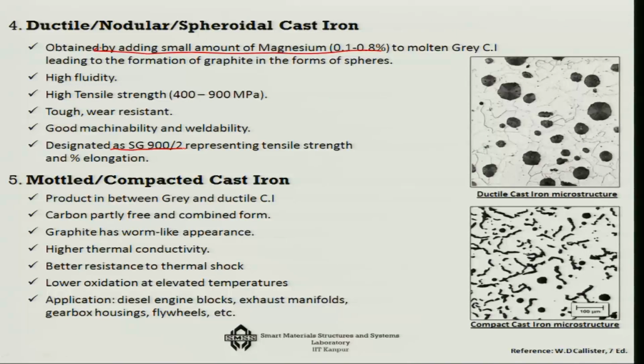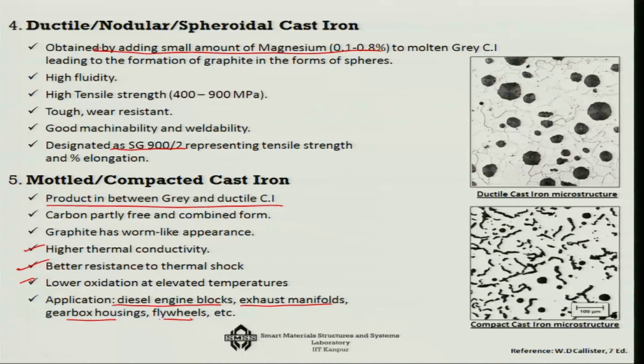The next one is the molted or compacted cast iron. This is usually made initially using grey and ductile cast iron. The carbon remains in both stages, partly free and partly combined. Graphite has a worm-like appearance, and the system has higher thermal conductivity. It has better resistance to thermal shock, lower acceleration at elevated temperatures, and its applications are in diesel engine blocks, exhaust manifolds, gearbox housings, flywheels, etc.